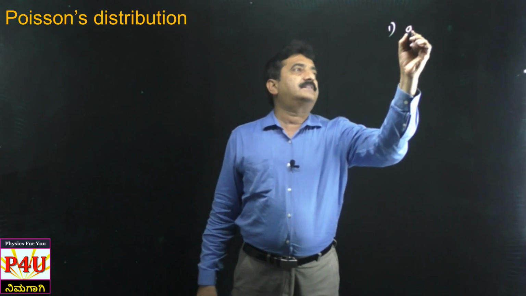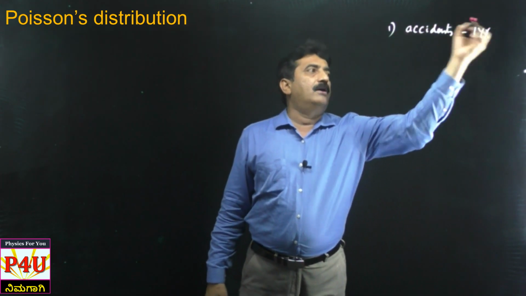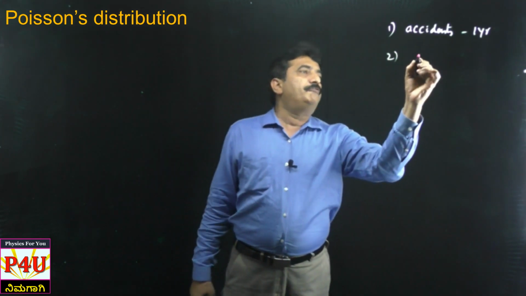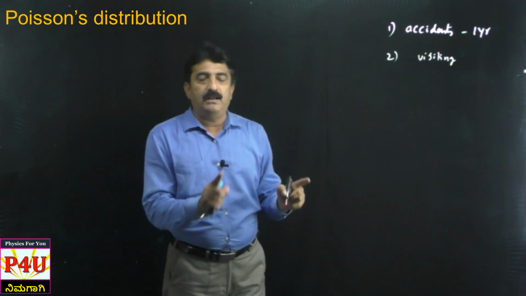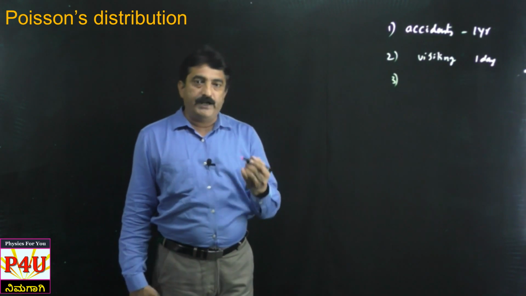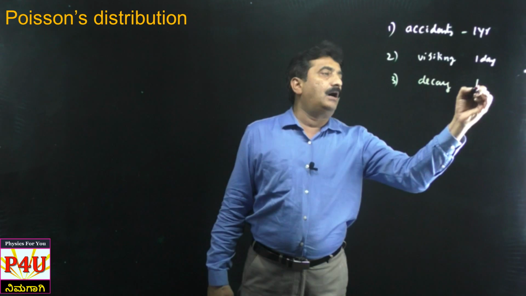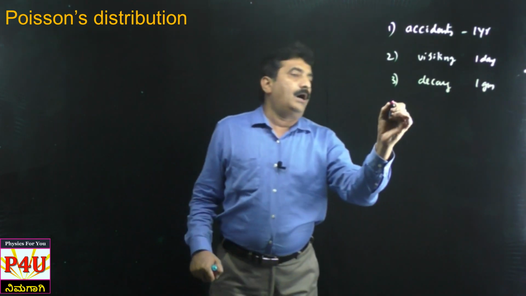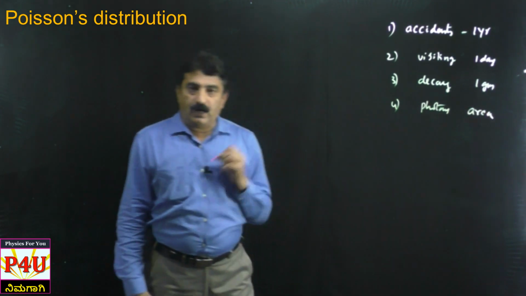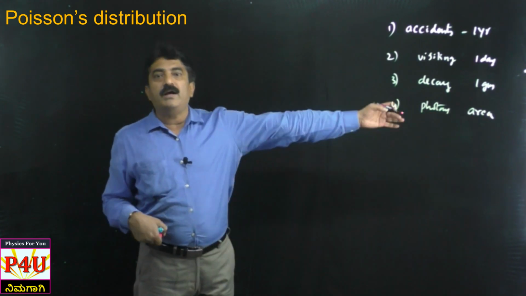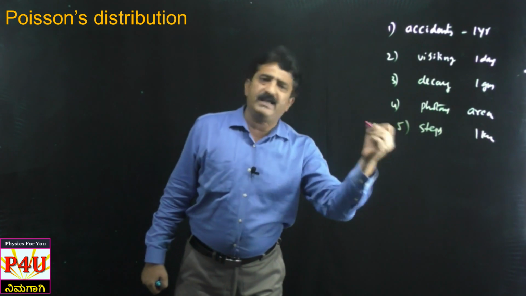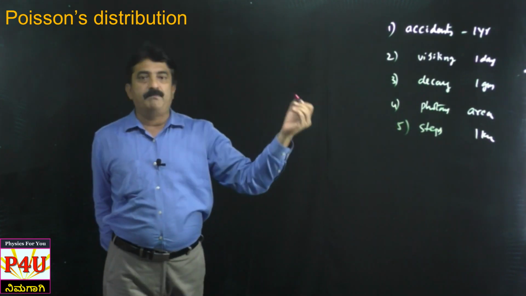Number one, number of accidents happening in a particular period of time, that is 1 year, in a particular city or in a particular highway, or number of people visiting a particular shopping mall or temple or a place in 1 day, or number of atoms disintegrating, number of radioactive nuclei decaying in a given sample of 1 gram or 1 unit mass, or number of photons hitting a given area, or number of steps that you put while walking a distance of 1 kilometer. In all these, you can give many examples for these type of counts.